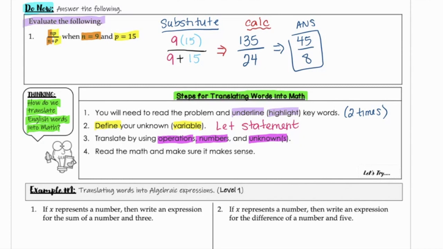And the last thing that you always want to do is read the math, read your equation. Does it make sense? Sometimes it looks like it's right, but it doesn't make sense to the problem. So let's look at example 1 and let's see what we are going to do.